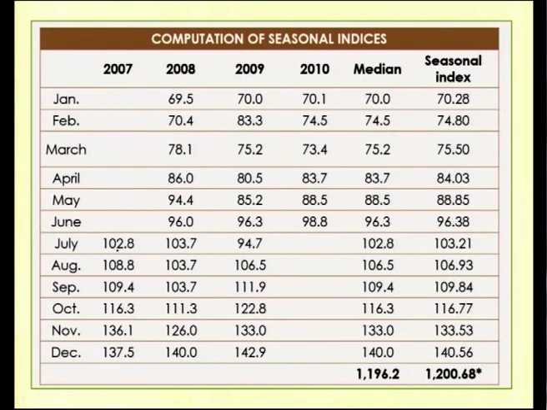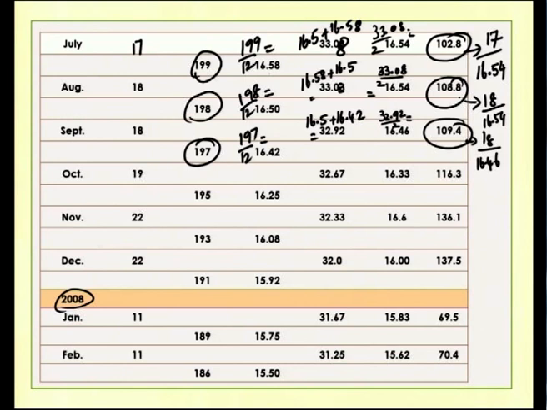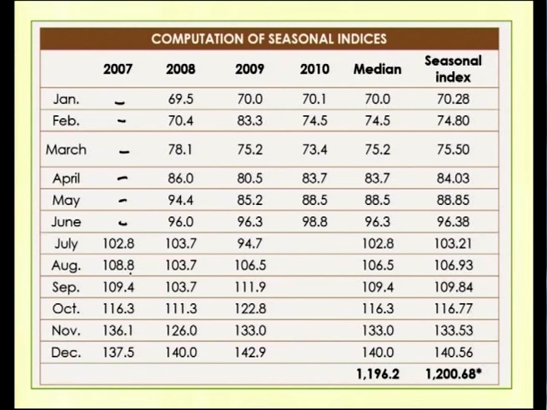Whatever values you have calculated for the corresponding years are written in this manner. For the starting year 2007, as I told you, there are no values for the months of January to June. The values start from July only. The July value is 102.8, then 108.8, 109.4, 116.3, and so on up to 98.8.